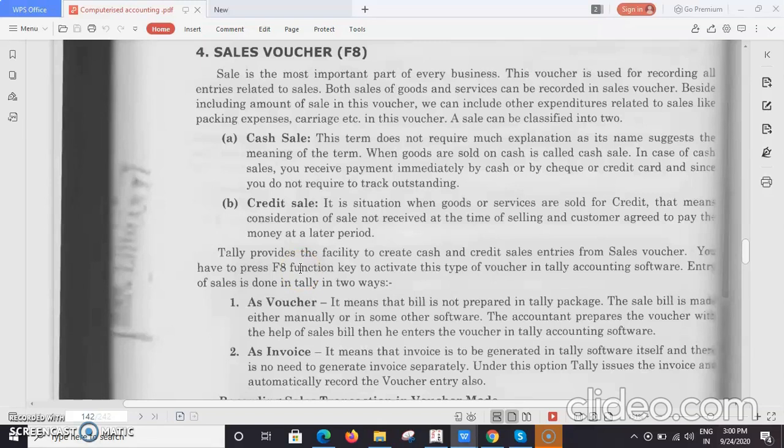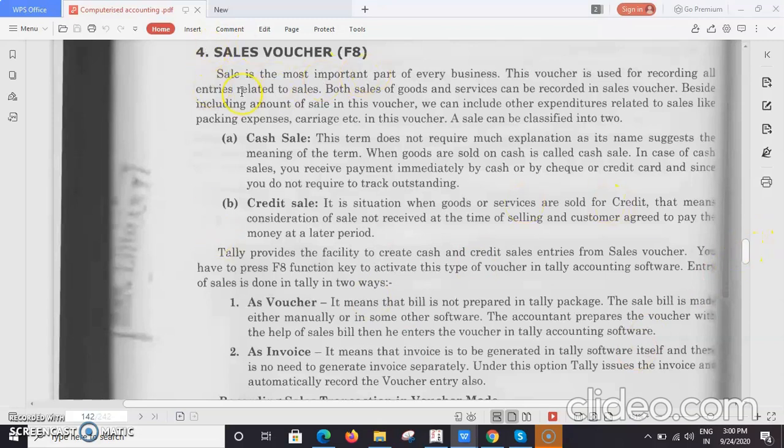In the previous video, I explained function keys F5 and F6, that is payment F5 and receipt F6. So in this video, I am going to explain function key F8 sales voucher, function key F9 purchase voucher. So now we will see the example. But before the example, we will see some theory.